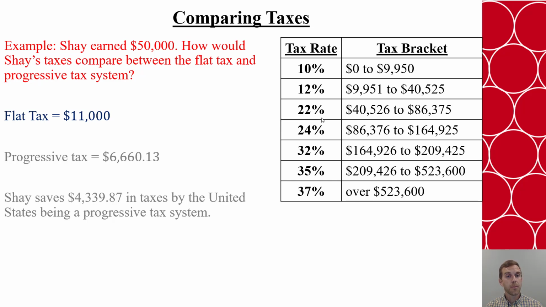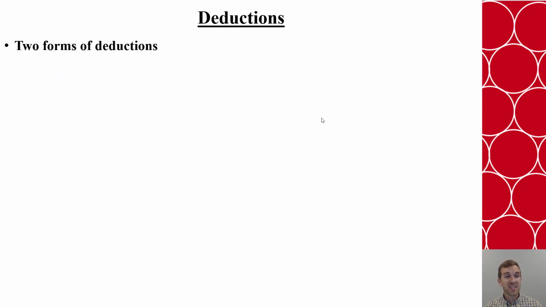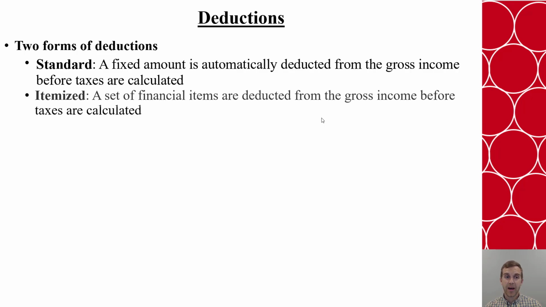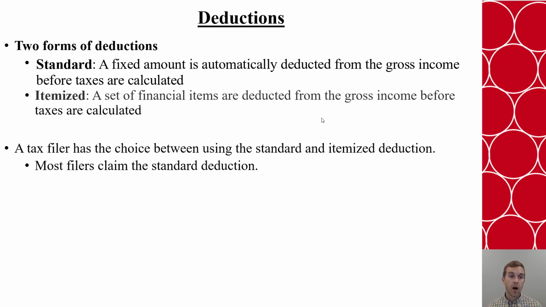Now, we're leaving out one important thing that happens in the United States, which are deductions. And there are 2 forms of deductions that happen in the United States. There's the standard and the itemized. The standard deduction takes a fixed amount automatically from the gross income before taxes are calculated. That standard amount changes based on whether you're filing single, jointly, separately, or head of household. Whereas the itemized deduction allows you to take certain financial items such as your mortgage payment interest and subtract that from the gross income. In the United States, you have a choice between these two, although most will file standard because they can't get enough itemized items to be more than that standard deduction.